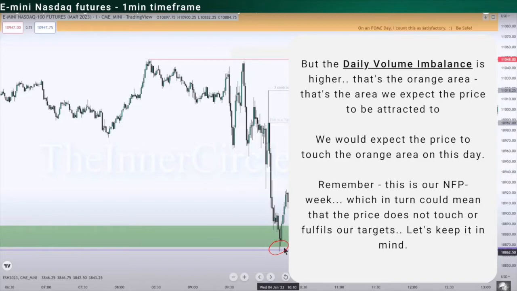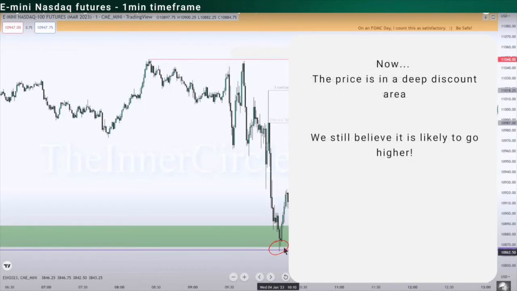But let's keep in mind that this is our NFP week, which in turn could mean that the price does not touch or fulfill our target. So we need to keep an open mind and see how the price behaves, if it actually gives us reason to think that it will go higher or not. Remember from the previous episode, we make hypotheses, but then we let the price tell the story. We do not try to force it, we really look at what's going on. So right now, the price is in a deep discount area. We wait and see, but we still believe that it's likely to go higher.